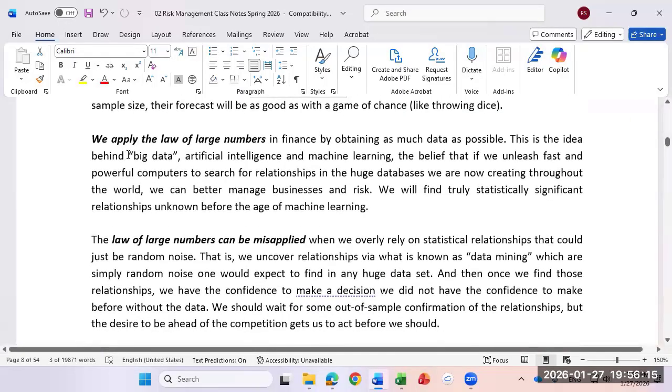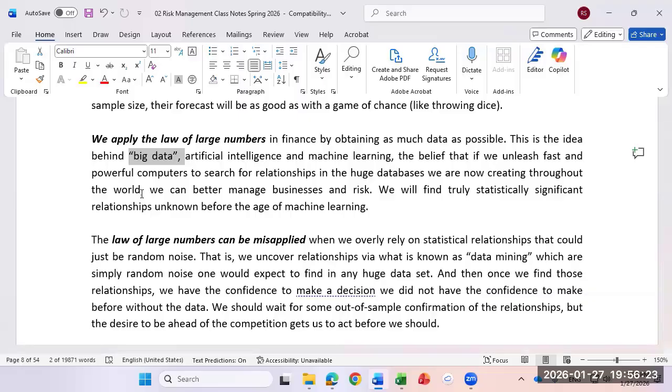The problem we have in finance is we have this idea that if we have enough data, we're smarter. But sometimes what having more data does is actually fool us, that we have this confidence that really we shouldn't have.